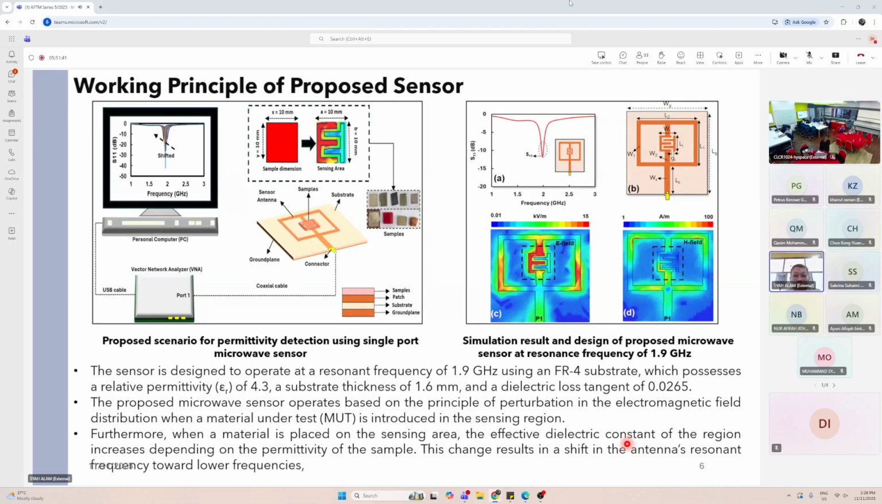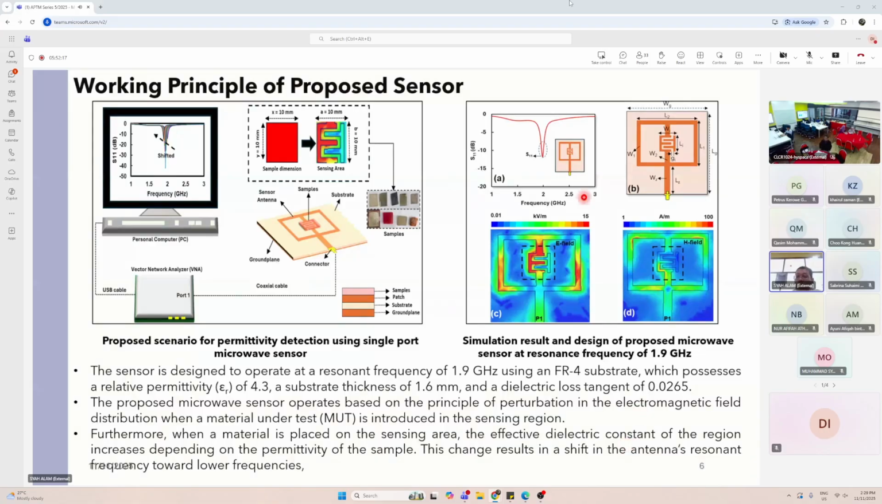Okay, this is the working principle of the sensor. In our research, first we analyze and determine the permittivity of known materials to obtain the polynomial equation. After that, the polynomial equation that we got from known materials can be used to determine or predict the permittivity of the vegetables. For this research, we use 4 kinds of vegetable materials that we can explain in the next slide.